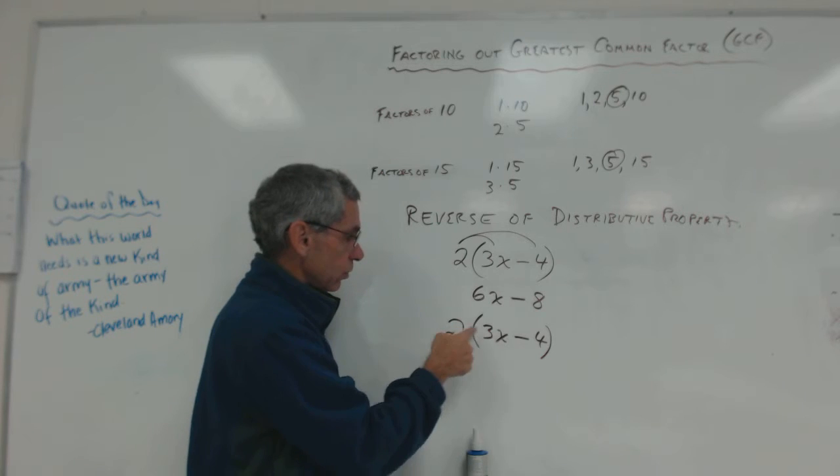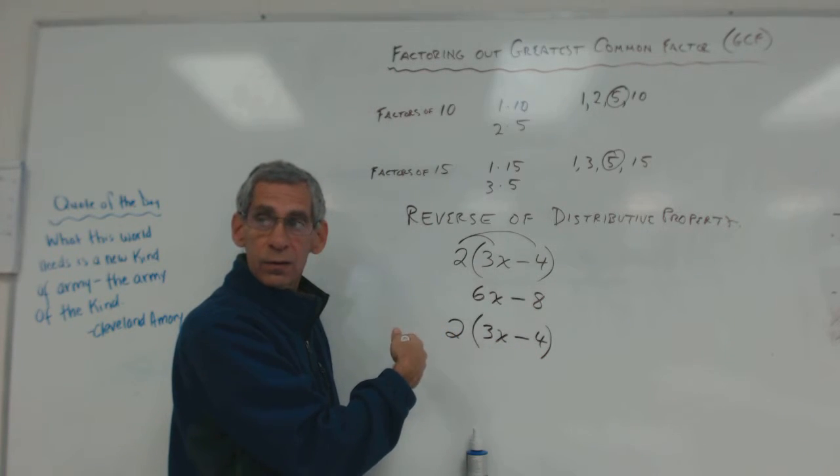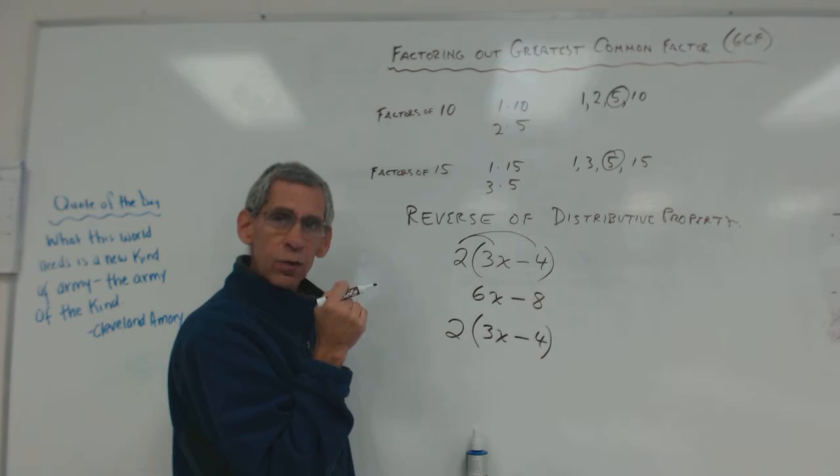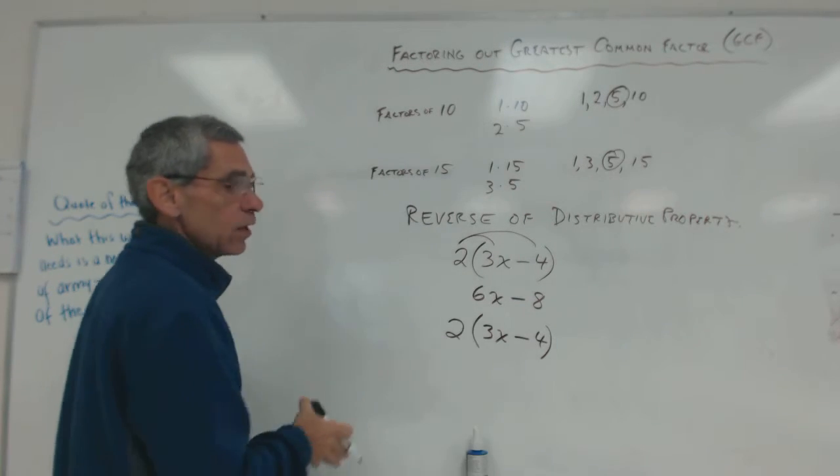Negative 8 divided by 2 is negative 4. So you can either multiply or divide. You can think of it either way. Does that make sense? We're going to practice a bunch, and you're going to see. And they're not going to get any harder than this today.